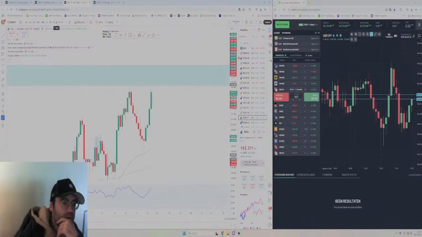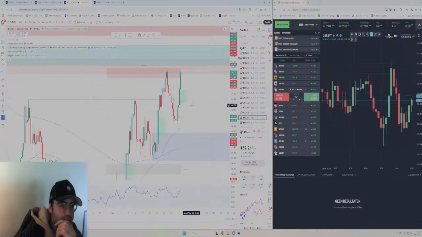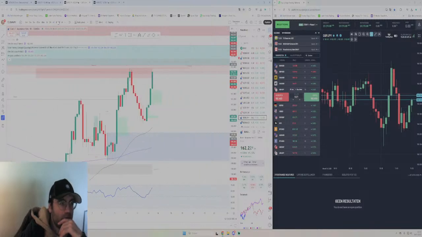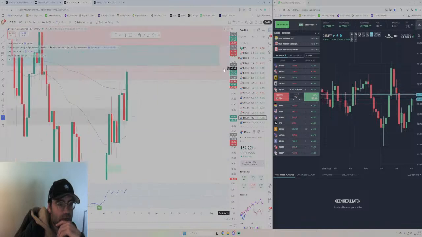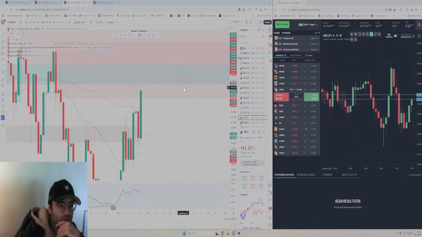This one does look like there is a possibility of a retracement, like it's trying to break the highs. It's super close.